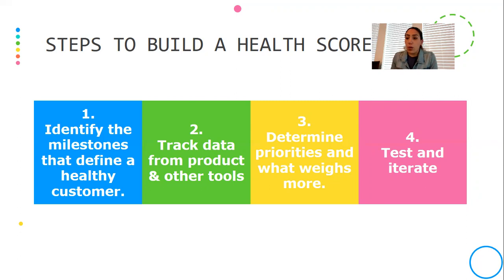Then the second step would actually be to be able to track all of that data directly from your product and any other tools that you're currently using. Then once you have defined that list, the next step would be to determine those priorities and understand which of those variables will be having a heavier weight on your health score. And that way, once you start running all of your customers with those variables, you can see the results and understand if the customers are actually a fit on those buckets.